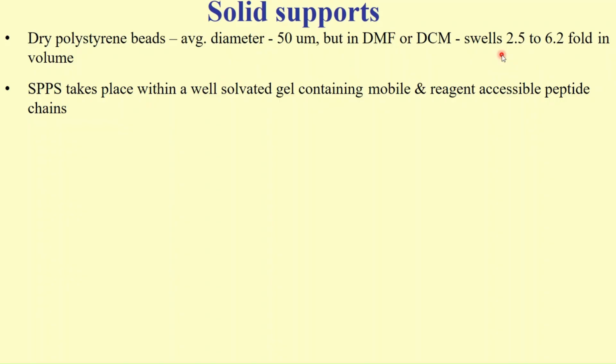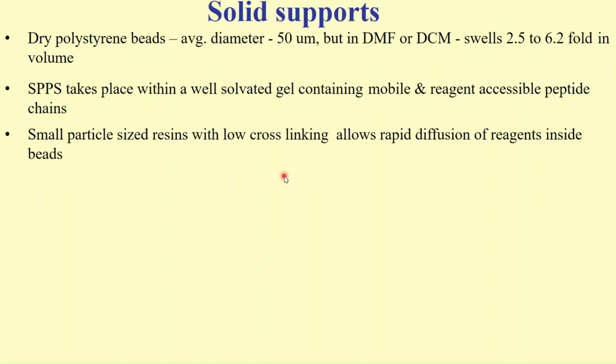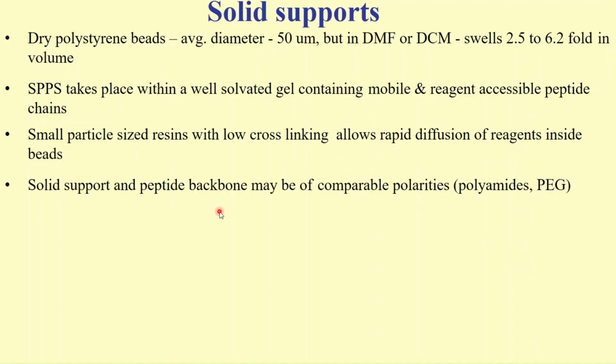SPPS, solid phase peptide synthesis, takes place in this solvated gel which contains the reagent and the mobile phase. This swelling makes the reagent accessible to the peptide chain. Generally, small particle sized resins with low cross linking are used as it allows rapid diffusion of reagents inside the beads. The polarities of the solid support and the peptide backbone are comparable. Generally, the solid support has polyamides or polyethylene glycols or a copolymer of these.